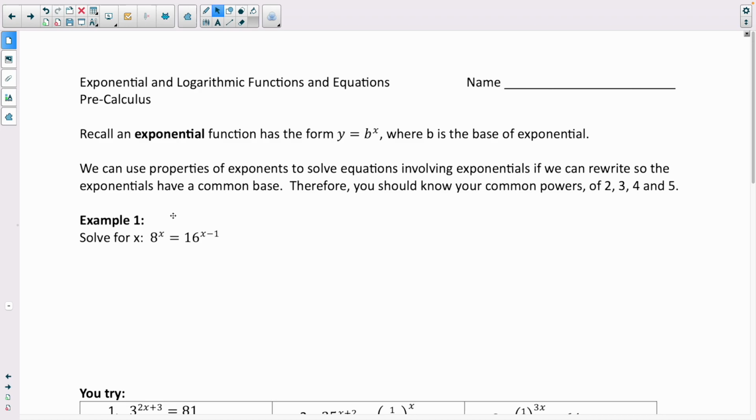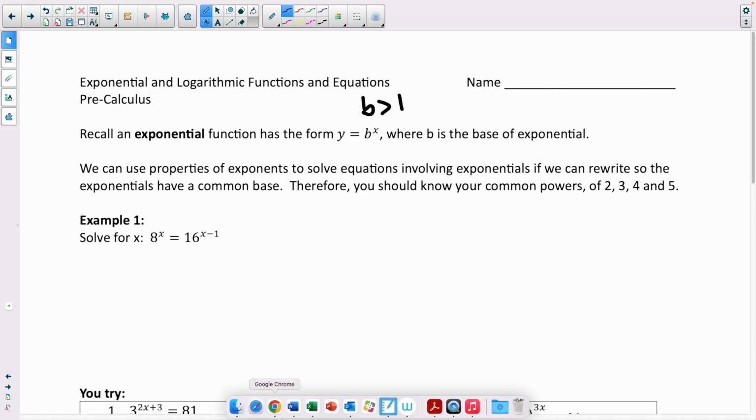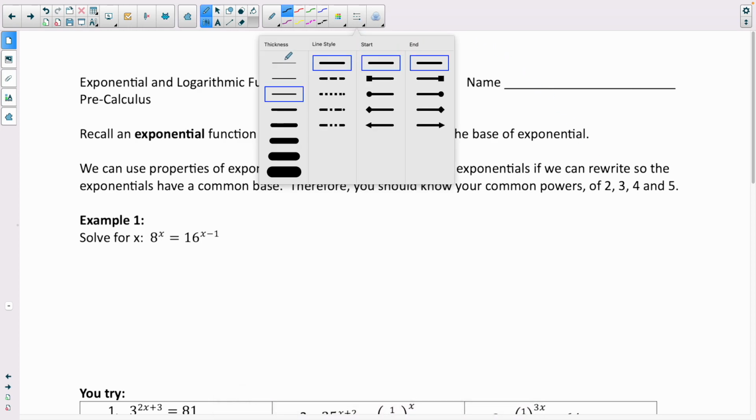So we're going to start with recalling that an exponential function has the form y equals b to the x. A couple of things about b: b has to be greater than 1, otherwise that will not be an exponential function. b is called the base of the exponential. x is an exponent. That's your independent variable, that's your input.